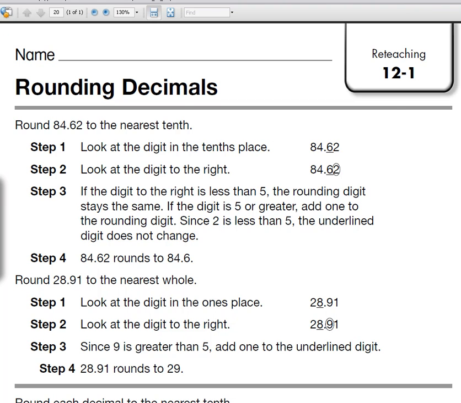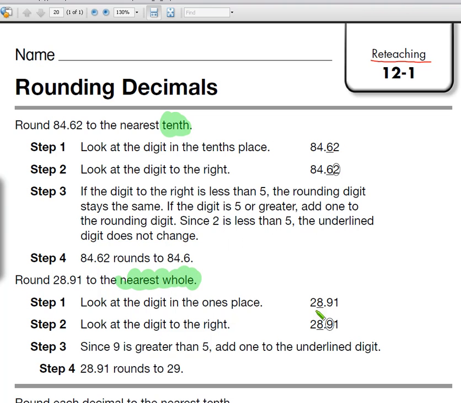Okay, we're on 12-1 tonight, and I'm going to show you the reteach side. I'd like you to do both sides, but I'm going to show you the reteach side because it has a really good step-by-step example of how you round. Now tonight you're going to either be rounding to the nearest tenths place or to the nearest whole number.